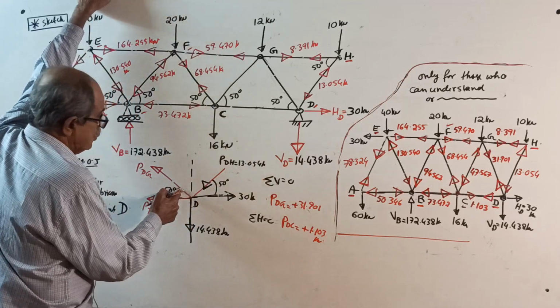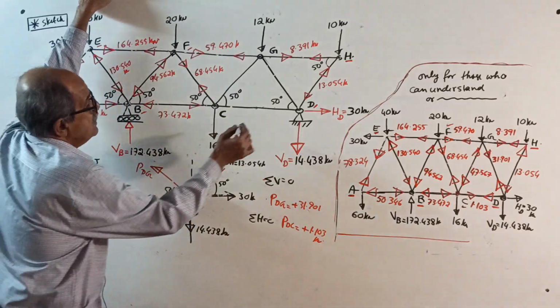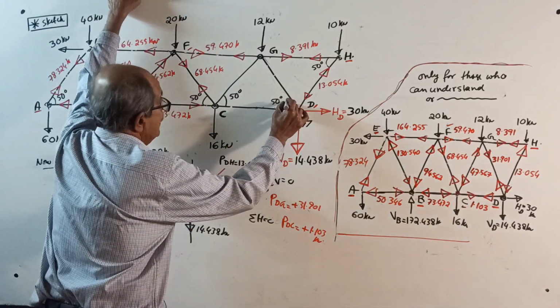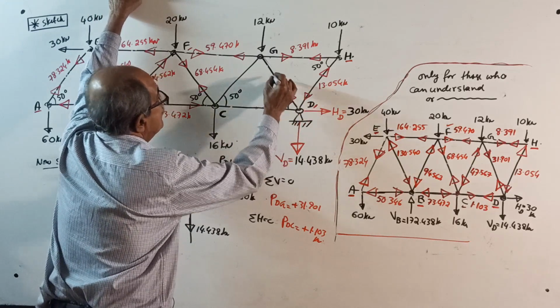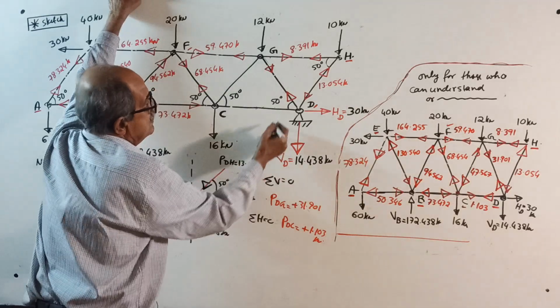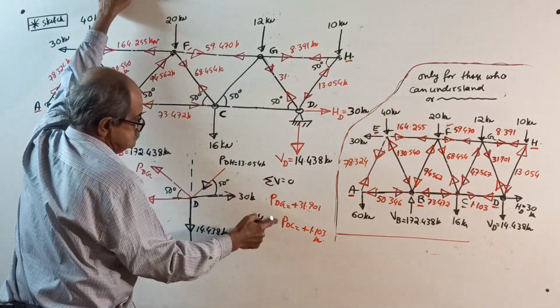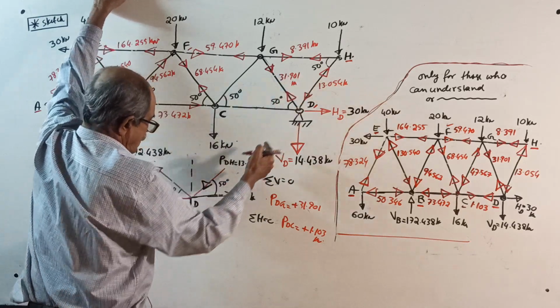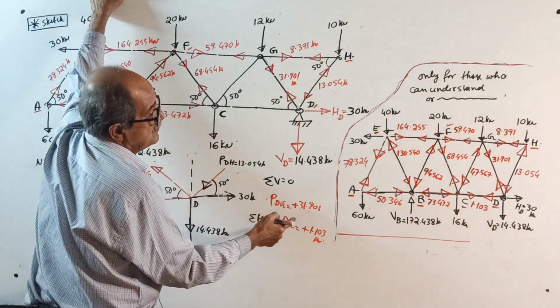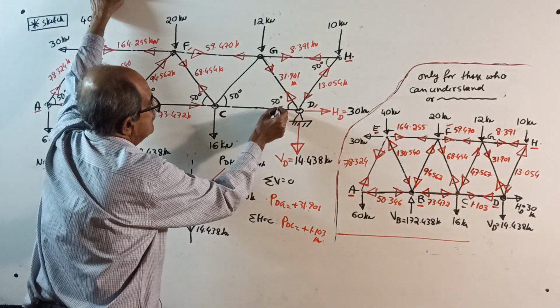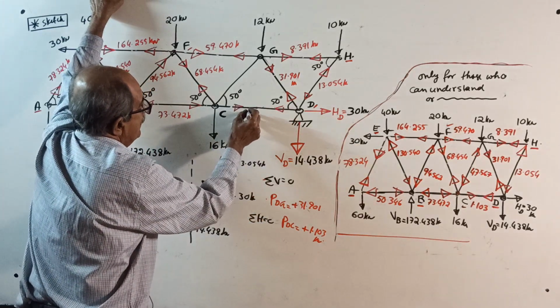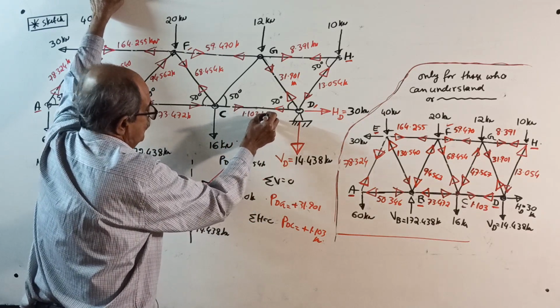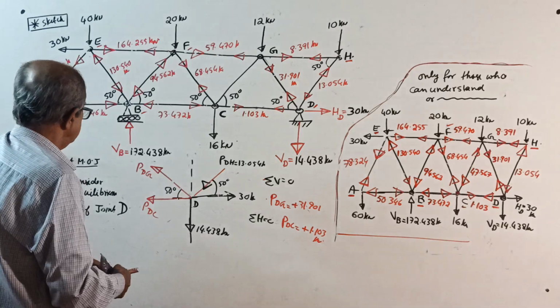Enter the answer. We took both of them outgoing. Both came positive. Here PDG is 31.901, and one more, PDC, is also plus 1.103 kilonewton. Okay, now the last joint.